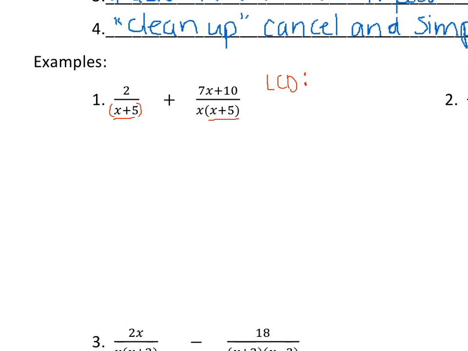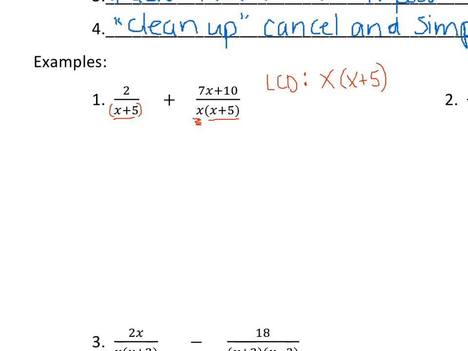So x plus 5 and x plus 5, that is part of my LCD, so I'm going to write that down because both fractions have that as a denominator. The other thing that this fraction over here has is an x. That has to be part of my LCD as well, so I'm going to put that. So now I have one of everything that is in the denominator. So this is my LCD.